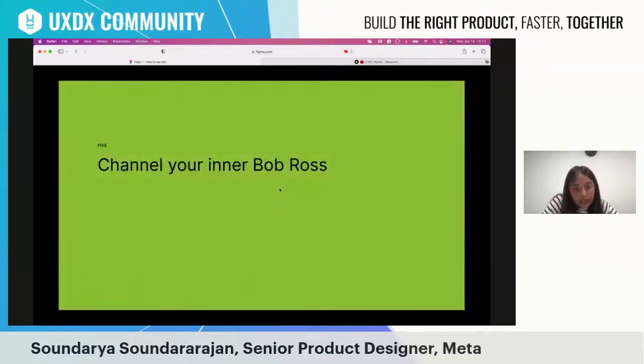The last one is channeling your inner Bob Ross. I think one of the things that's very unique that we bring to the table as designers is usually our visualization skills. A lot of times I feel like we have this power to really bring alignment to the team with just one document.